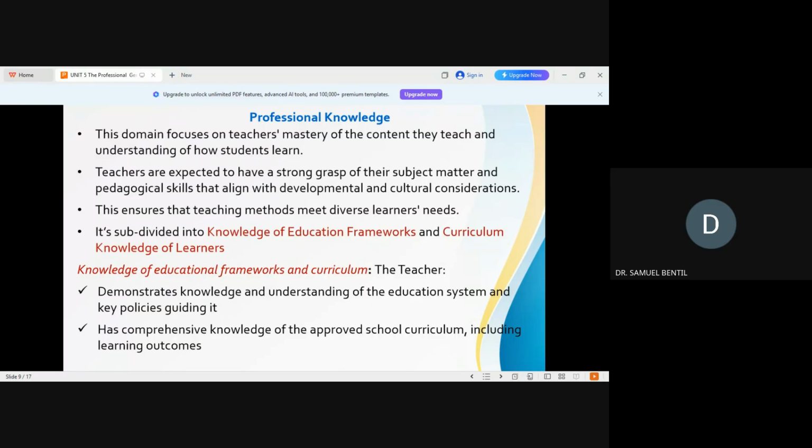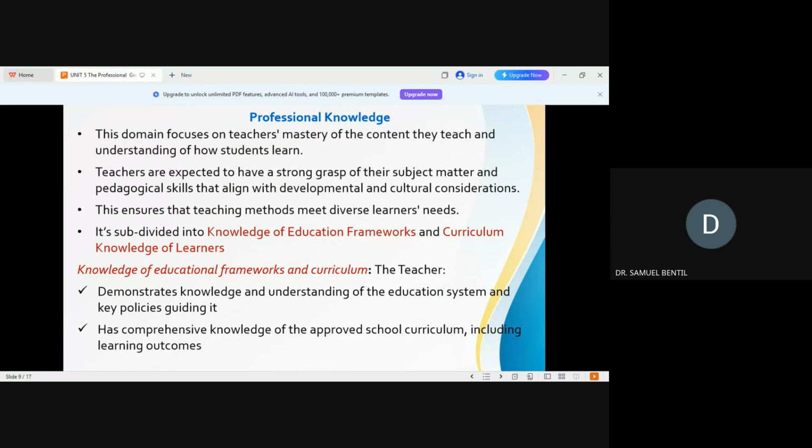So under the knowledge of educational framework and curriculum, we are saying that the teacher should demonstrate knowledge and understanding of the educational system and the key policies that are guiding the education system you find yourself in. Now, what are the major education reforms? What are the educational policies and program strategies that the country is projecting? These reforms that have come, there are a lot of them.